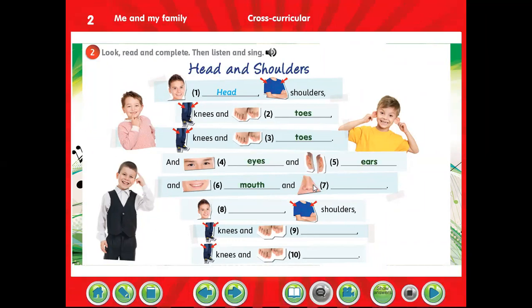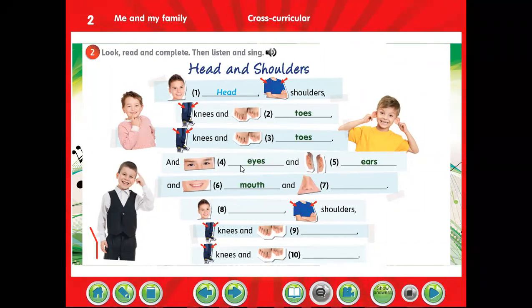Seven, Valentina Lopez, seven. Eyes, mouth, and ears, and mouth. Valentina. Mouth. One student is talking. Pay attention, please.